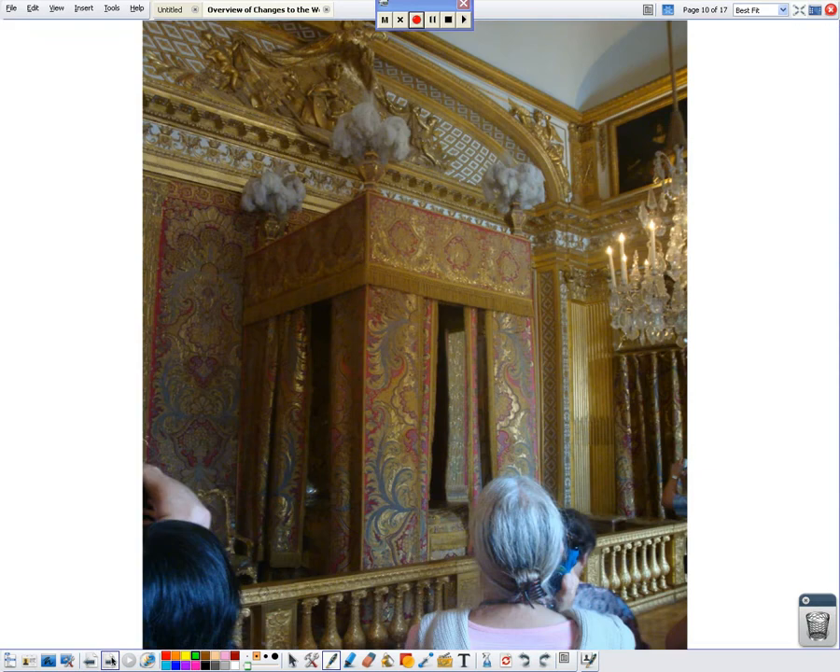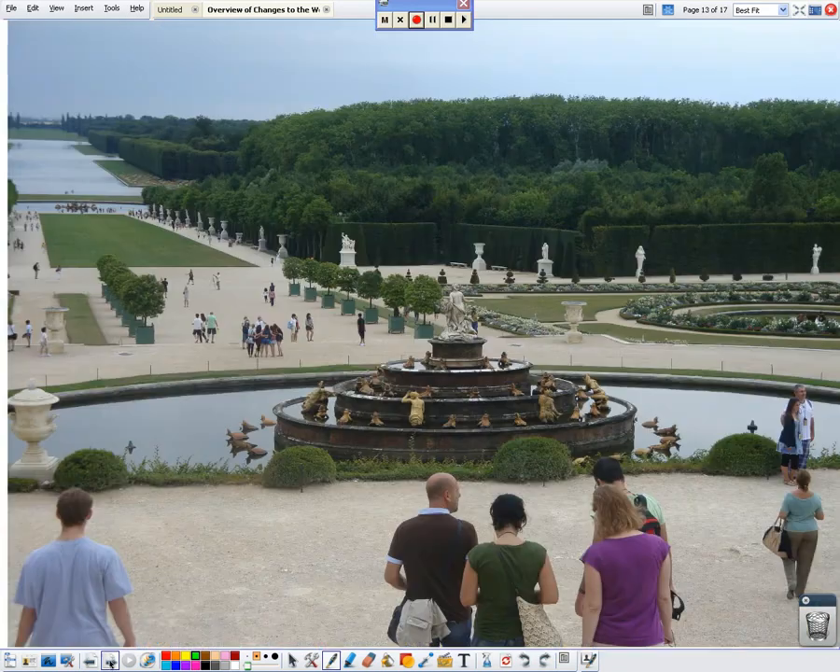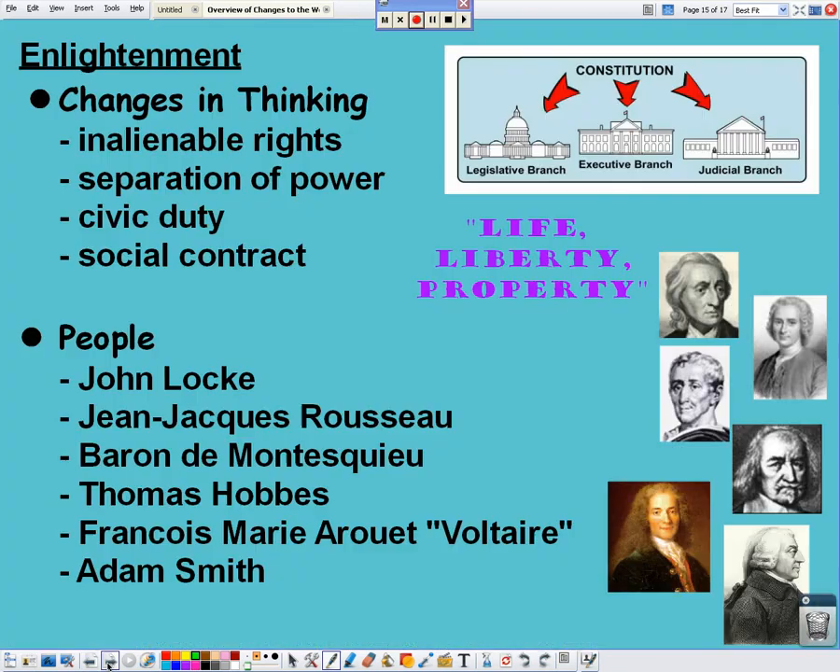Okay, so now that we have discussed the absolute abuse of power by these monarchs, we're going to talk about when Europe finally gets fed up with absolute monarchs and demands a change. So the Enlightenment is a time of political revision, where Europeans begin to change some of their philosophies on government.